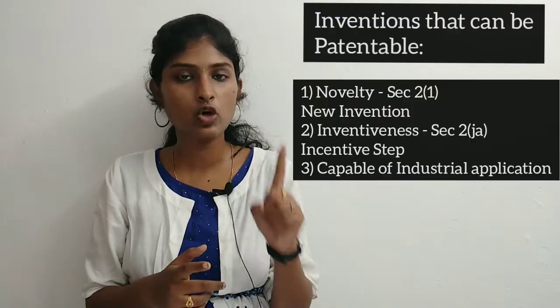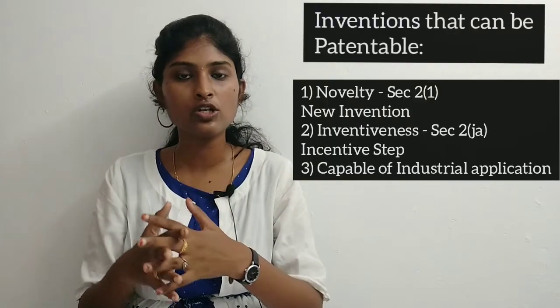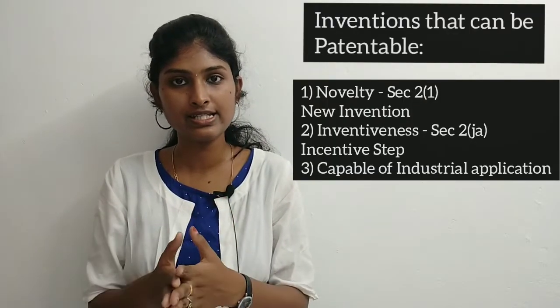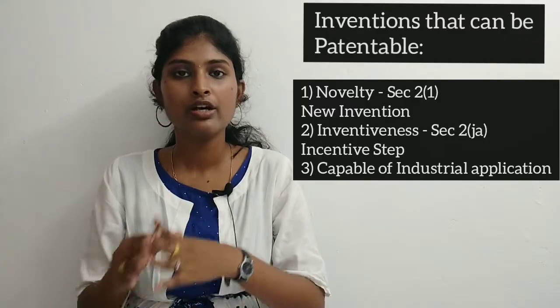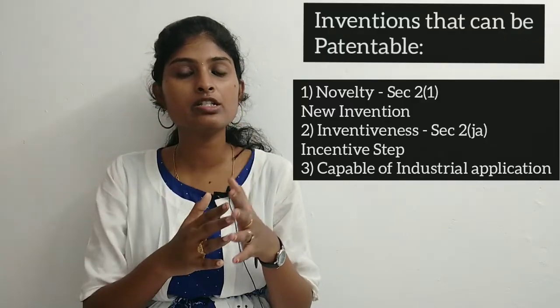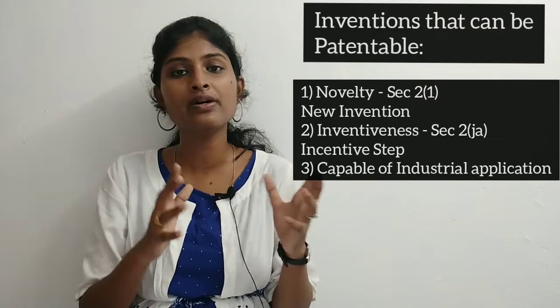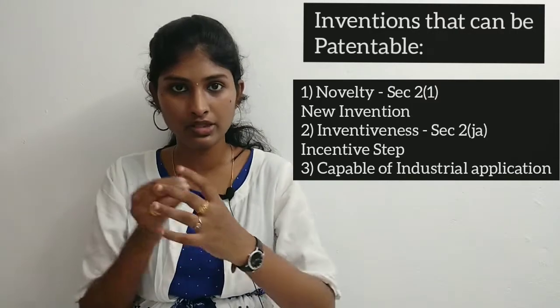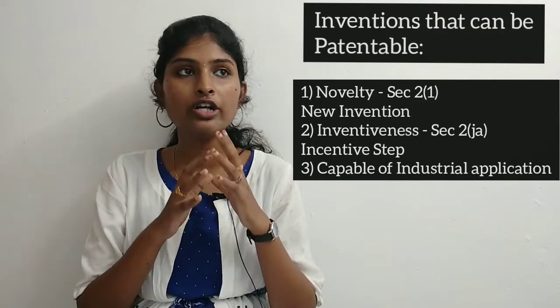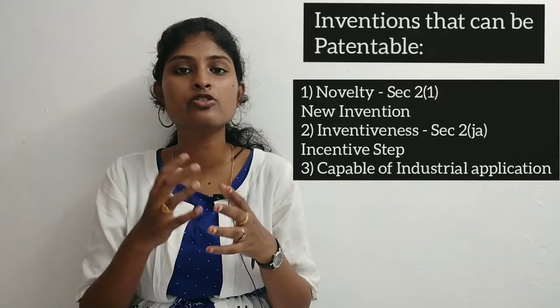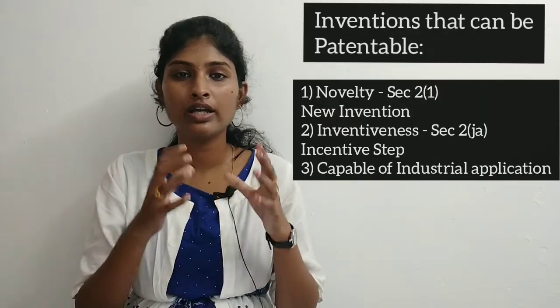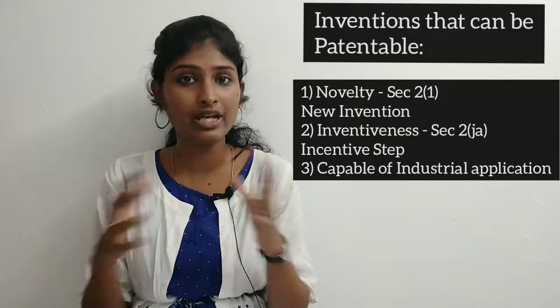The first thing is novelty. Section 2 clause 1 of Patent Act 1970 says new invention, which means invention must be completely new and no person should have any idea about that invention, or no information or principle should be published in any of the public domain in any world.